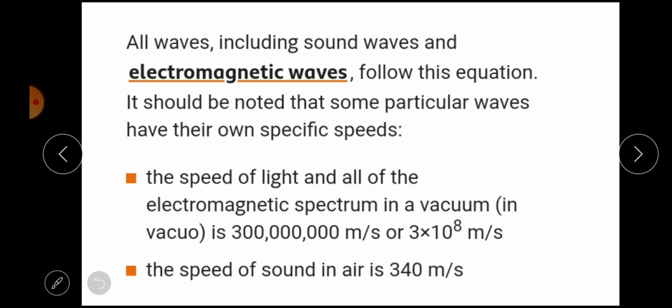All waves, including sound waves and electromagnetic waves, follow this equation. It should be noted that some particular waves have their own specific speeds. For example, the speed of light and all the electromagnetic spectrum in a vacuum is 3 times 10 to the power 8 meters per second, which is 300 million meters per second. That's the speed of light in a vacuum. But the speed of sound in air is 340 meters per second. So it's somewhere around 340 meters per second.